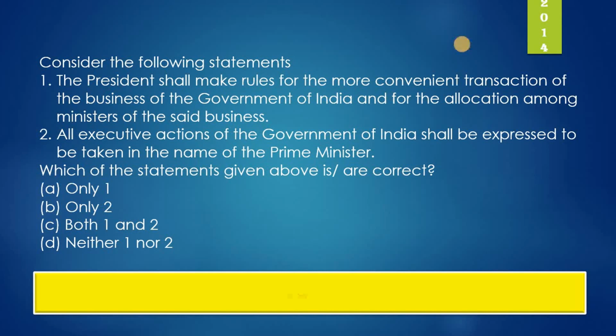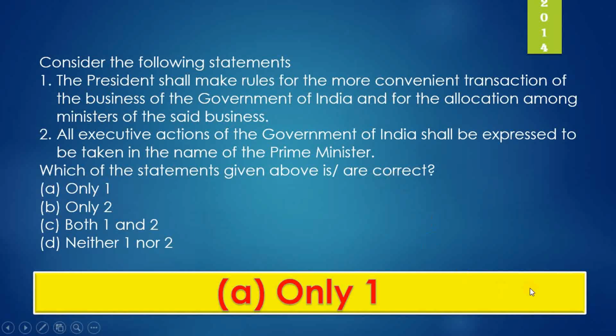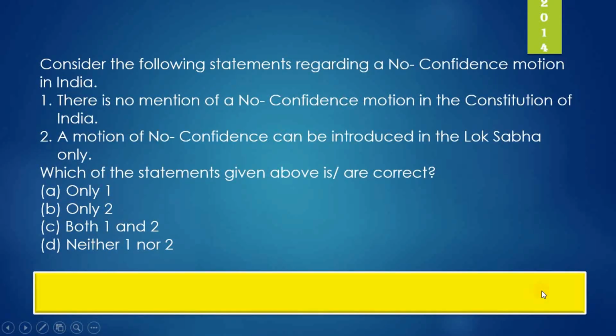The answer for this is option A, that is only the first statement is correct, and the second statement is incorrect. This is because all the executive actions of the Government of India are expressed to be taken in the name of the President. It's not the Prime Minister, that's why it's incorrect. It should be President. Okay, moving on to the next question.